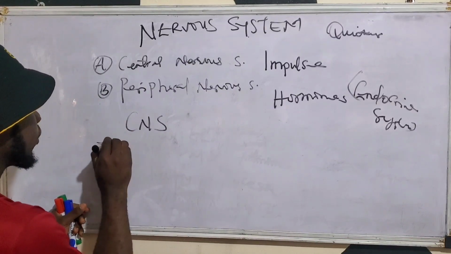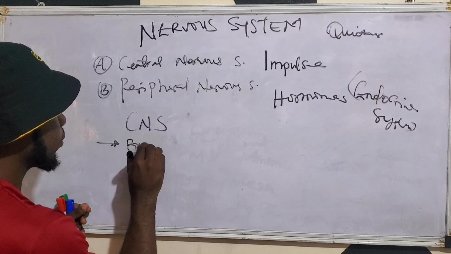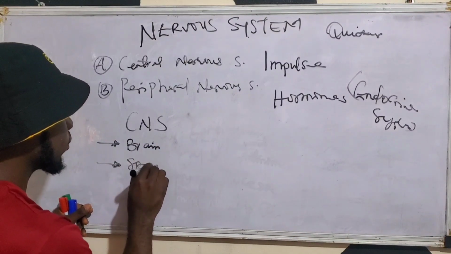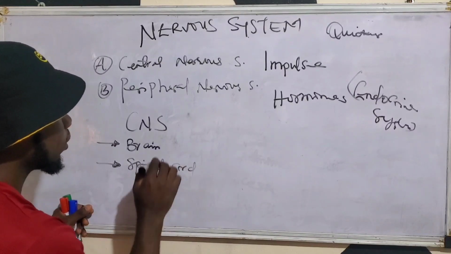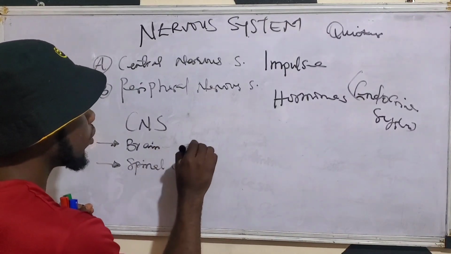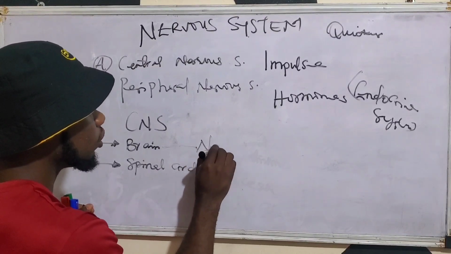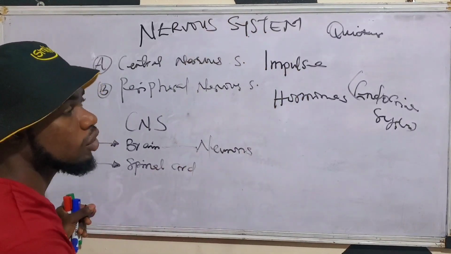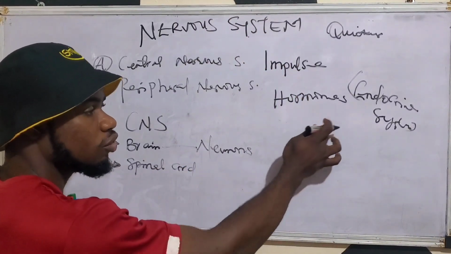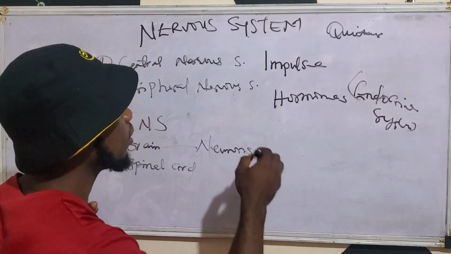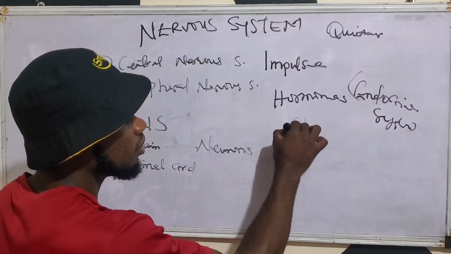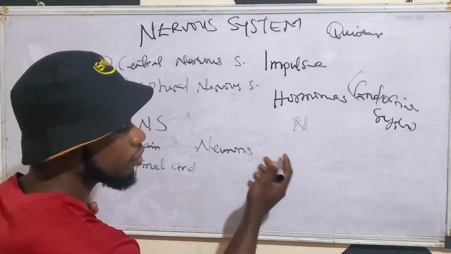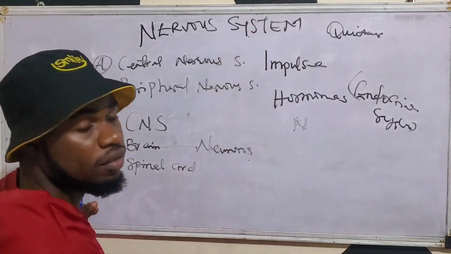It's made up of the brain and the spinal cord. Now the brain is made up of nerve cells called neurons. The neuron is the unit of the nervous system, just as the cell is the structural and functional unit of life, and the nephron is the functional and structural unit of the kidney. Neurons are the functional and structural unit of the nervous system.